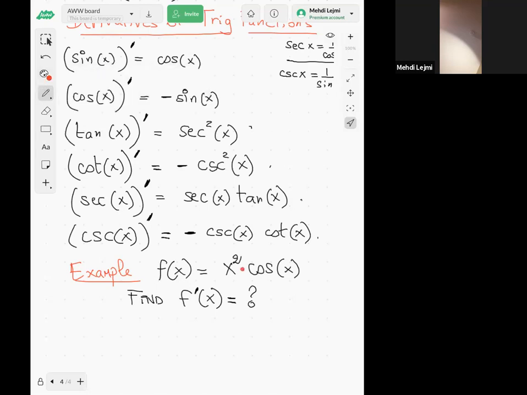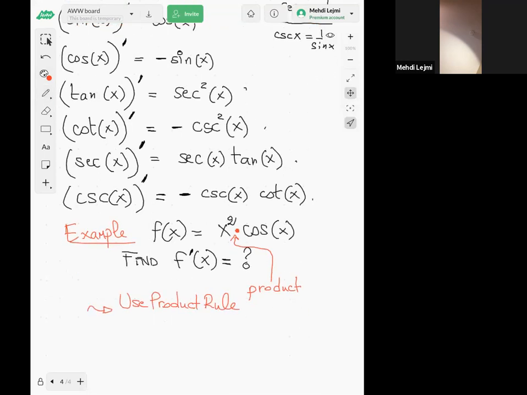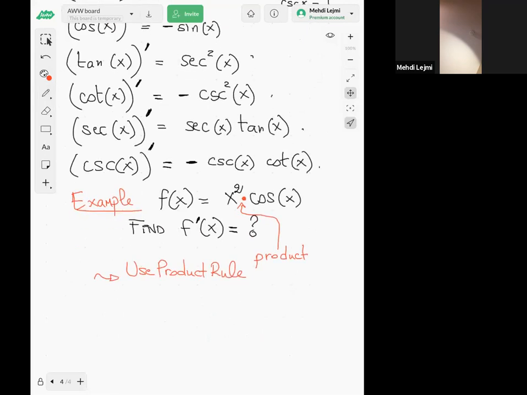This is a product, so we have to use the product rule. It's multiplication. And now, because we know the derivative of cosine, I'm going to use the product rule. So what's the product rule?